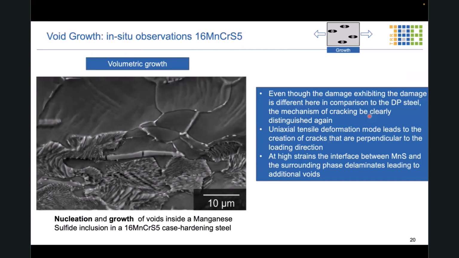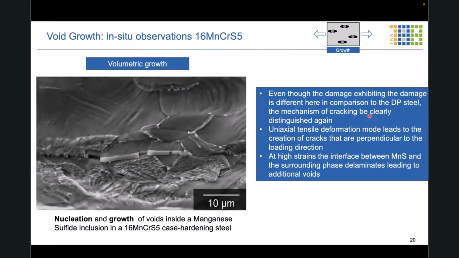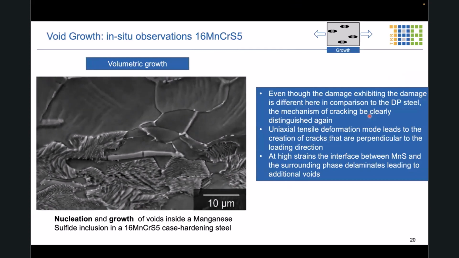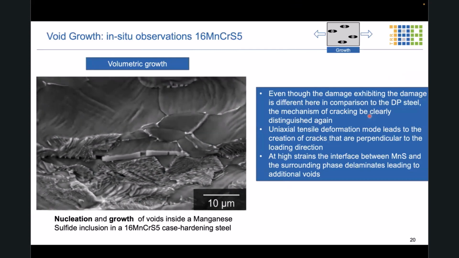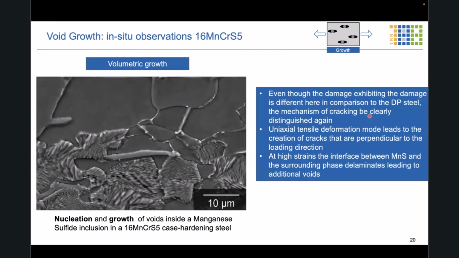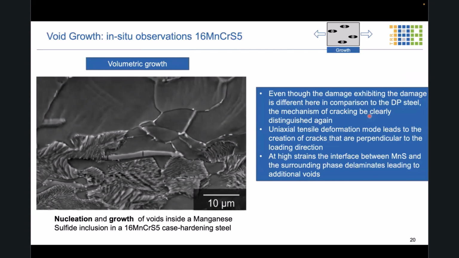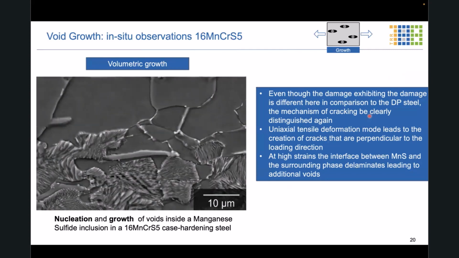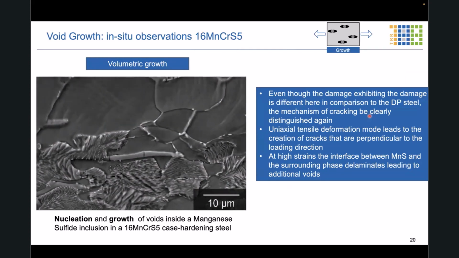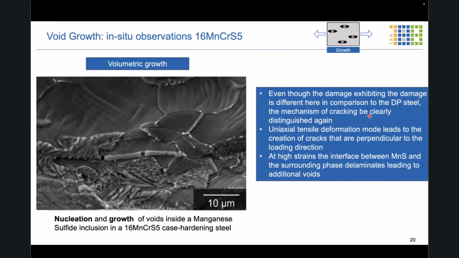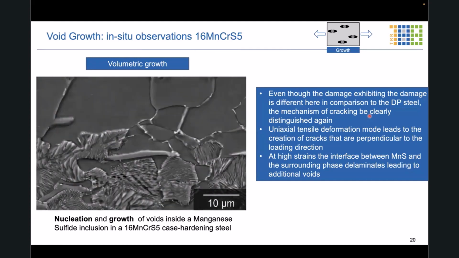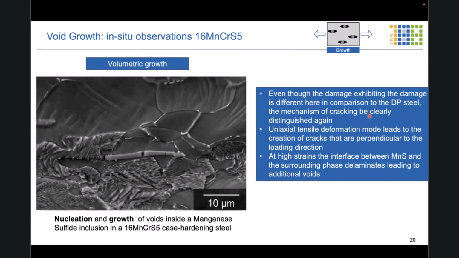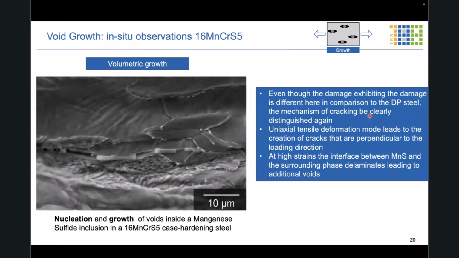Some in situ observations are shown here for the steel 16MnCrS5, which is a case hardening steel that has been the second material under study in the first two phases of Transregio 188. And here you see in this movie the nucleation and growth of voids inside a manganese sulfide inclusion in this case hardening steel.